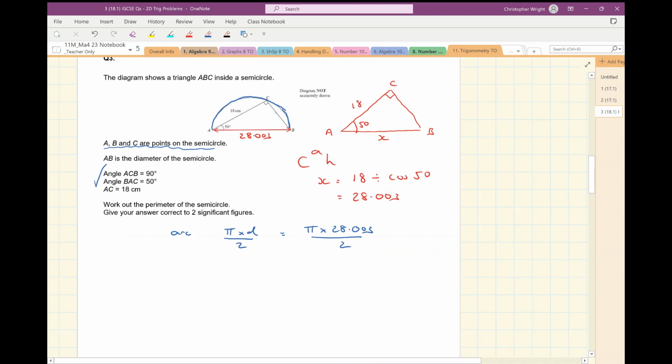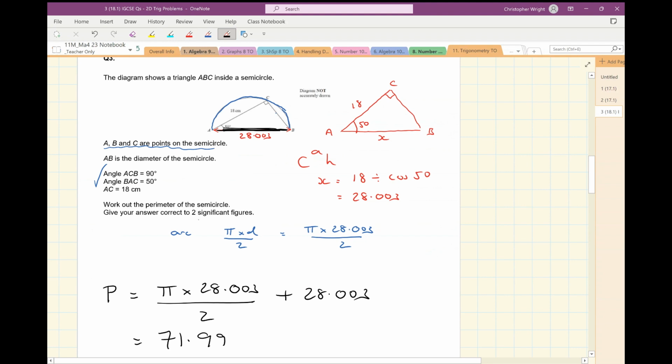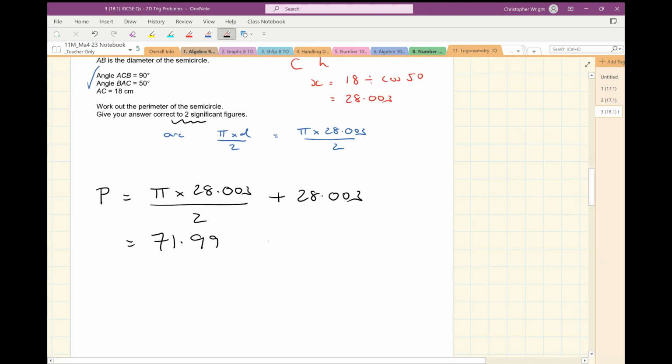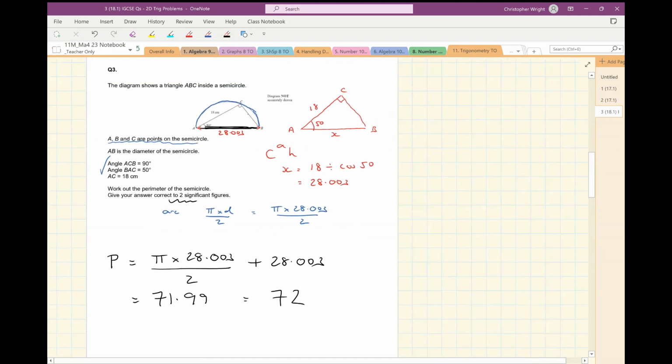So the whole of the perimeter is going to be the arc, which obviously I can work out on my calculator, plus this length here, 28.003. So that's the perimeter of the semicircle, which works out to be 71.99. Now it asks me for the answer correct to 2 significant figures. So the answer that I'm going to give is 72 centimetres for the perimeter of the semicircle.